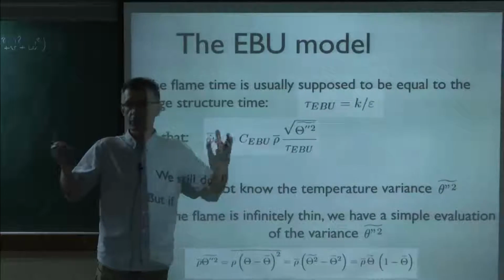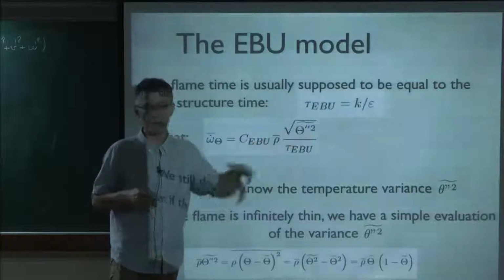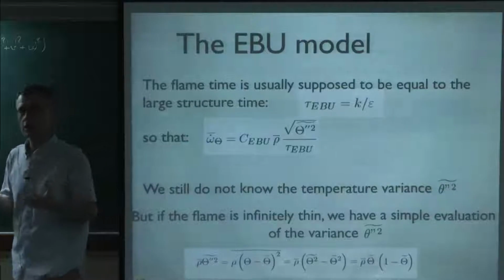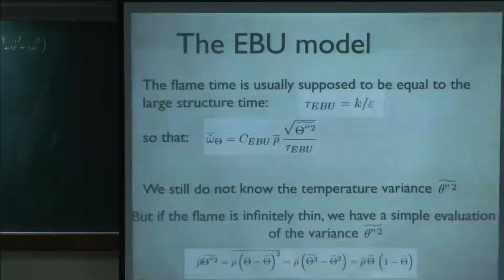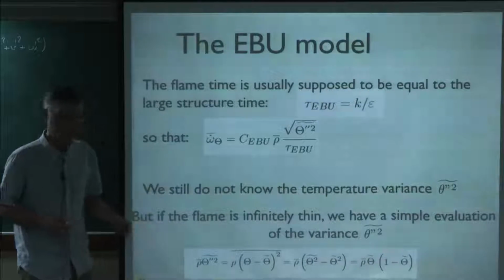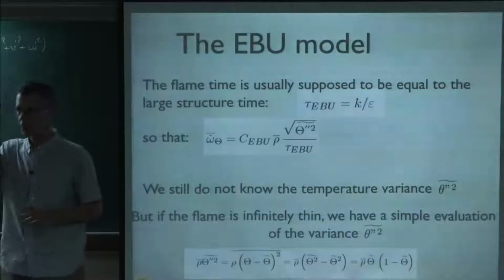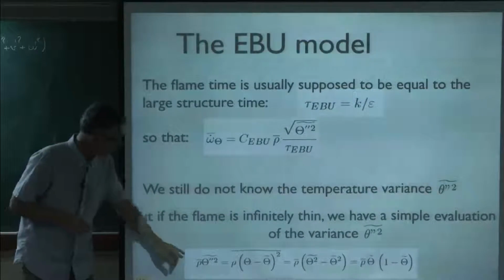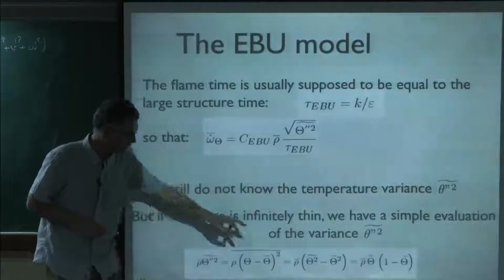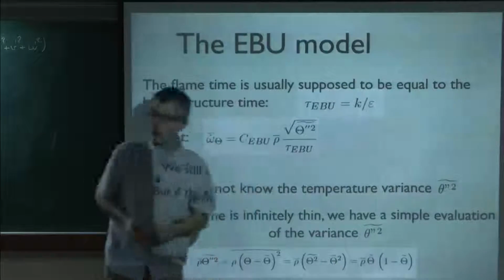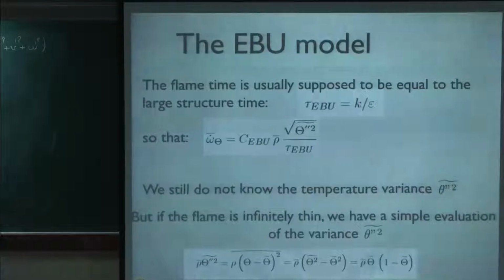Now, the trick, once you've done that, is that still you don't know this. Theta prime square, theta double prime square, is an unknown quantity in your code. You have to express it as a function of something you know. Now, this is where things are convenient, because you can actually prove that if the signal has this telegraphic shape with infinitely thin flame front, then it's exactly equal to theta multiplied by 1 minus theta. And you can, again, check it easily.